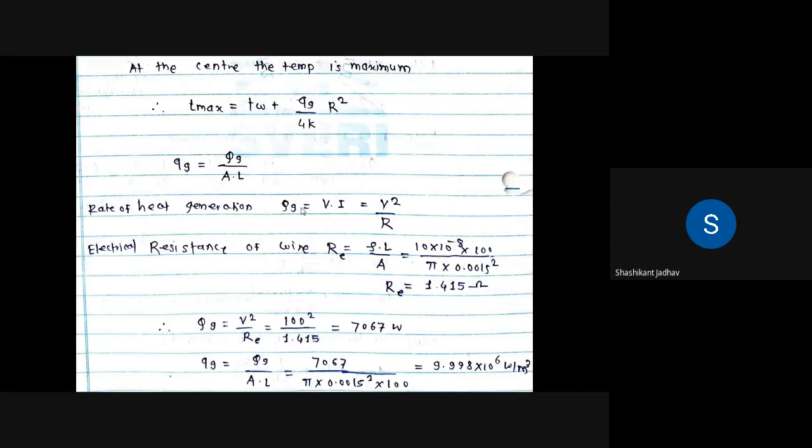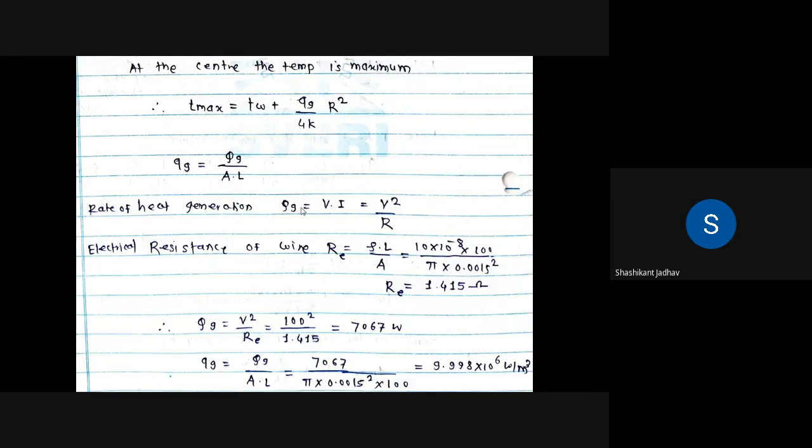So capital Qg is known to us, that is 7067. Area is pi r square, so pi into 0.0015 square into length. Length is 100 meter. So from that we have to calculate the value of small Qg, that is in watt per meter cube. So from this calculation we get the value of small Qg, that is 9.998 into 10 raised to 6 watt per meter cube.